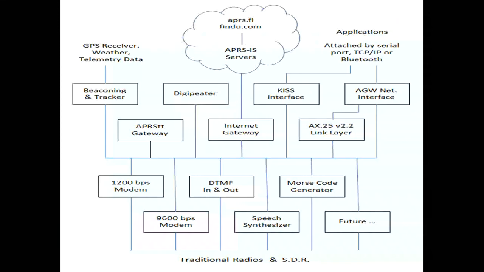So this is a block diagram of all the functionality. Don't try to read all the words, because I'll get back to many of these. The important thing to notice here is the layering. On the bottom we have our radios, either traditional radios or SDR. Above that we have modems and other ways of generating sound. And then above the middle line, we have different things that produce packets or consume them.